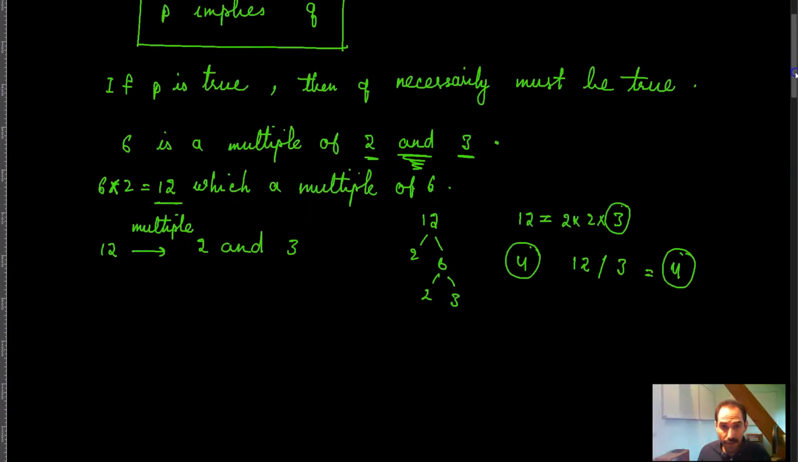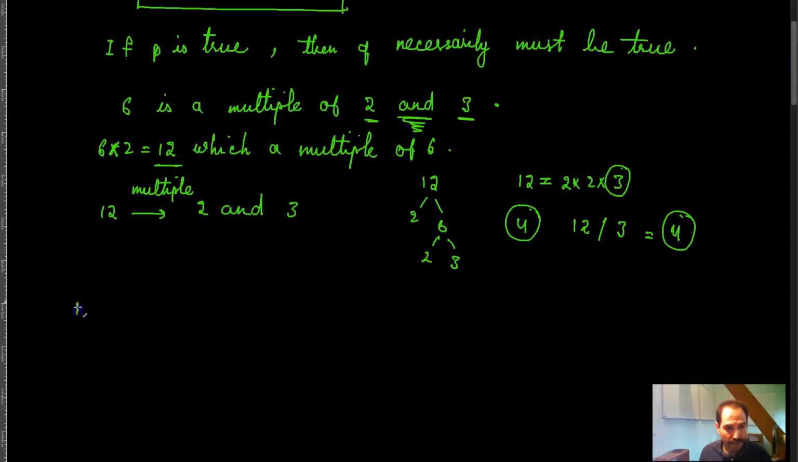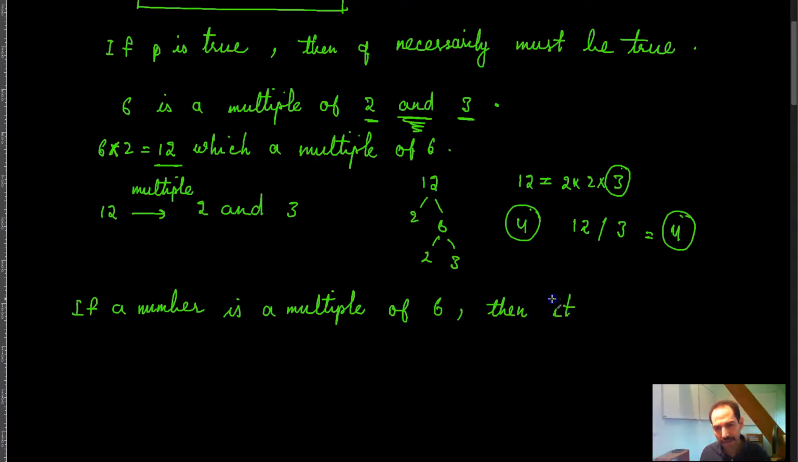Now, based on this whole situation, I can say that if a number is a multiple of 6, then it is a multiple of 2 and 3.